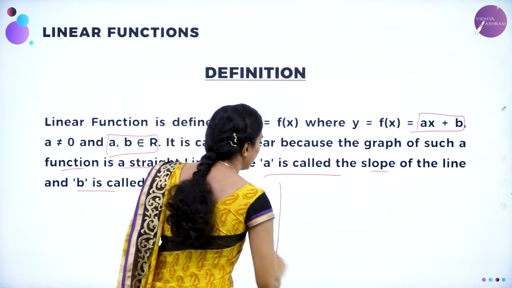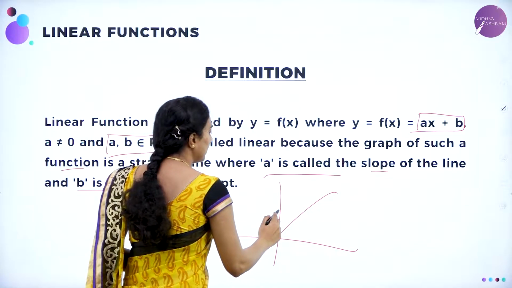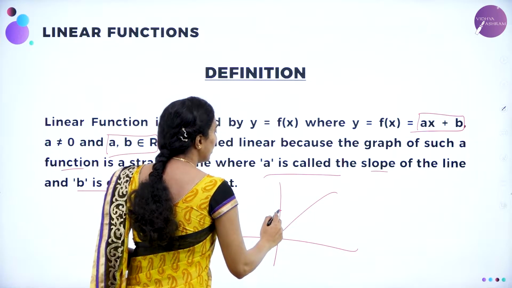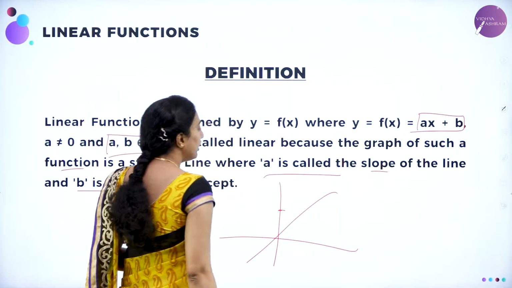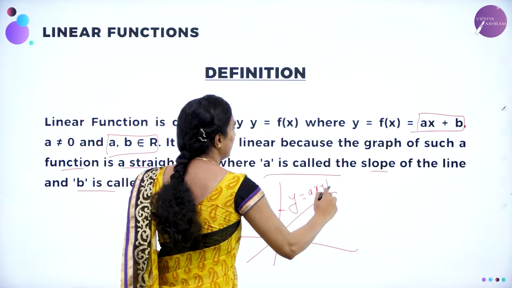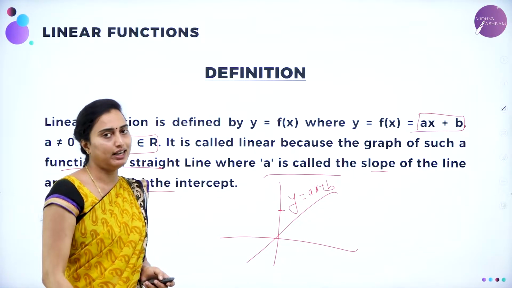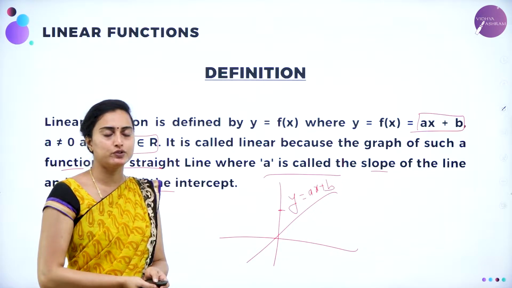Suppose you have a graph like this, and here you are going to have a constant. This is nothing but the constant. See, ax plus b is in the form of y is equal to ax plus b, where a is going to be known as the slope of a function, and x is a variable. I hope you understood this one.